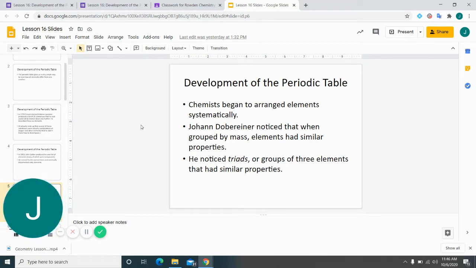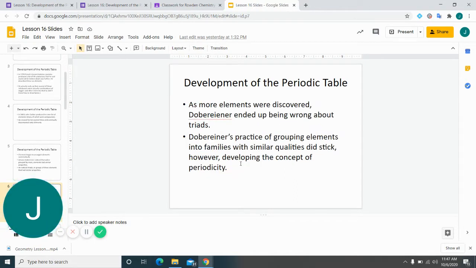There started being patterns. And so what Dobereiner did is he grouped the elements by mass rather than just randomly grouping them in alphabetical order or something. He grouped them from lightest to heaviest. And you notice when you group them by mass, you start finding groups that have similar properties. So Dobereiner noticed that groups of 3 would have similar properties, and he called them triads.